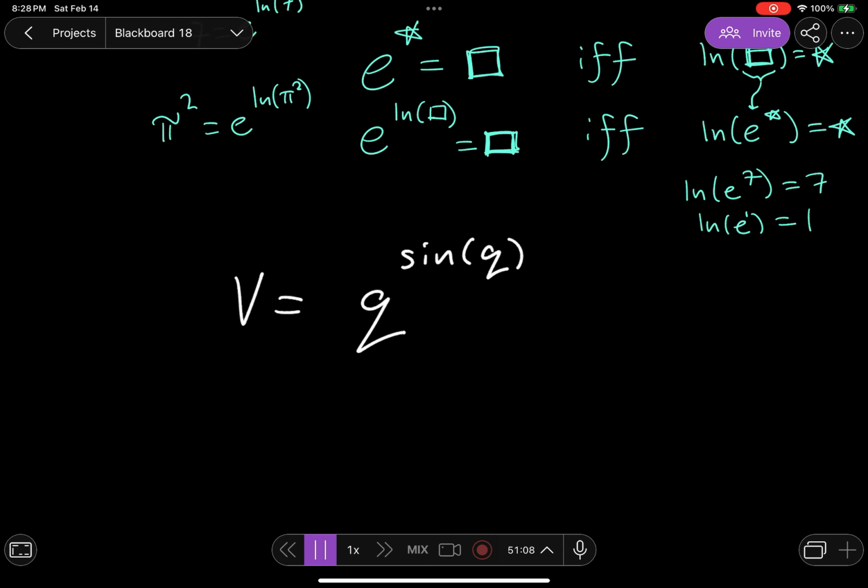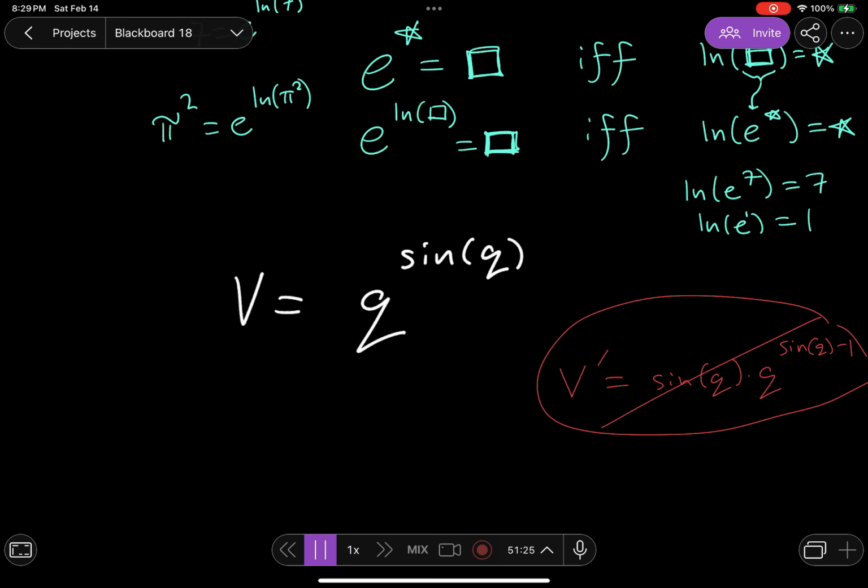Why am I saying any of this? Because you might look at this function and go, oh, okay, it's the power rule. We have that v prime is the same thing as sine of q times q to the power of sine q minus 1. This is an atrocious mistake. Why? Because the sine of q is not a constant. The power rule only works if you have a variable raised to a number. So we have to use these tools that I've been hinting at in order to find the derivative here.